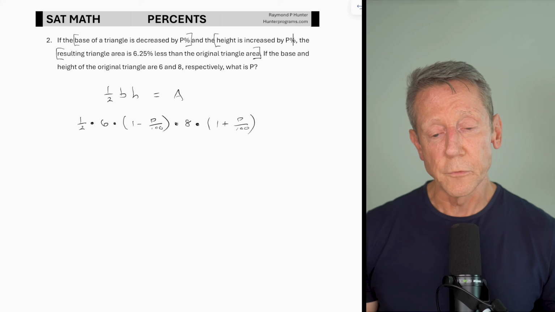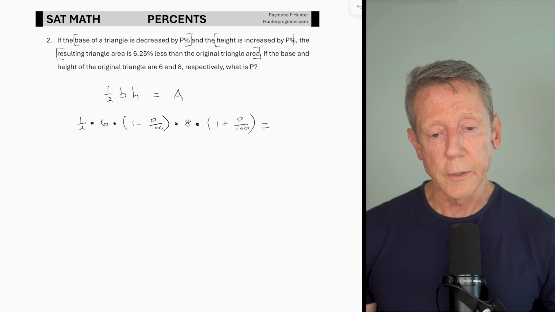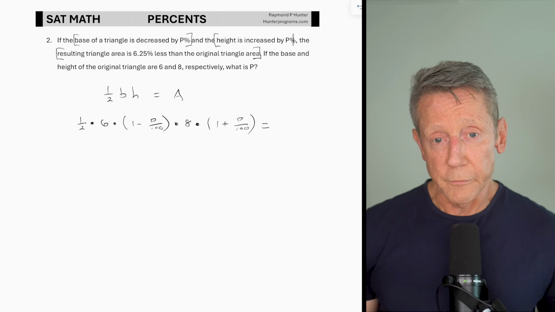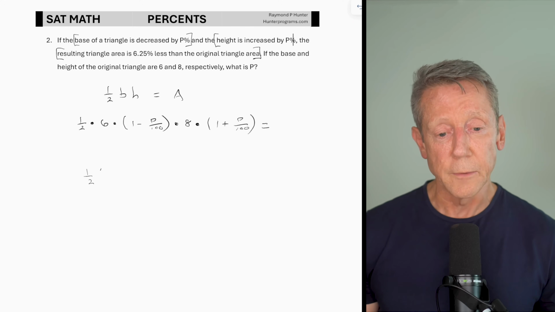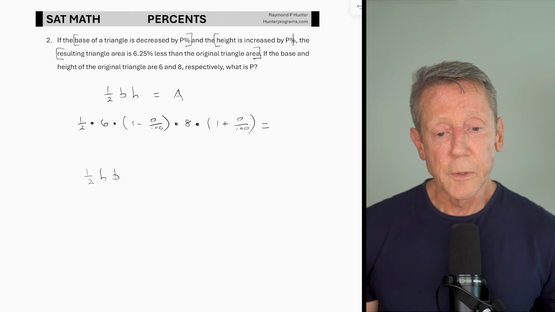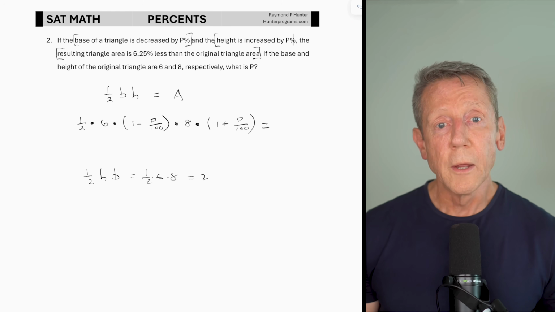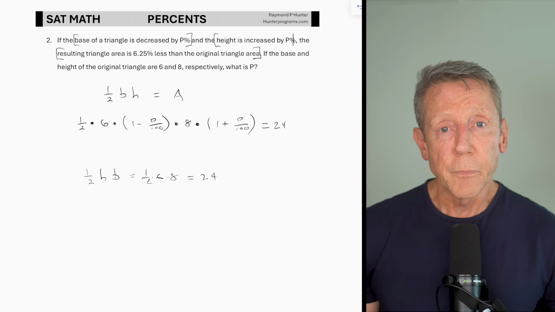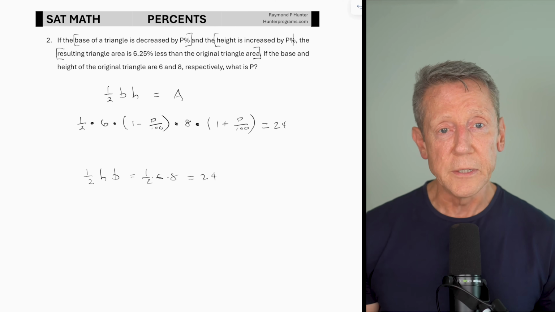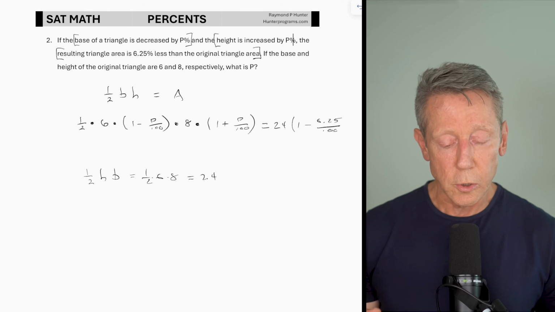And then it says the result is equal, so equal. And then it says something about the original triangle area. So I'm thinking, well, they don't give us that, but I can get it. So I'm going to write the formula for the area of the triangle again. A equals 1/2 base times height. So we have 1/2 times 6 times 8, and that'll give us 24. That is the original triangle area. So I'm going to put that after the equal sign. And then we're going to be changing that by decreasing it by 6.25%. So open paren, 1 minus 6.25 over 100, close paren.